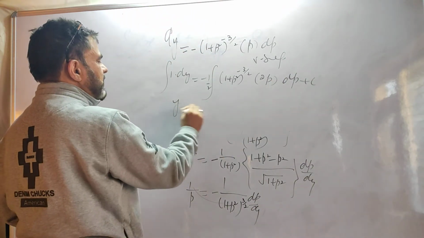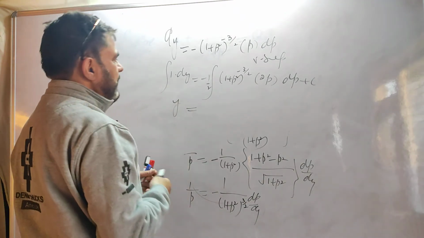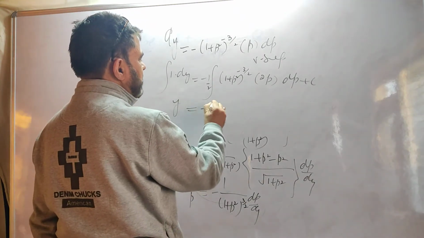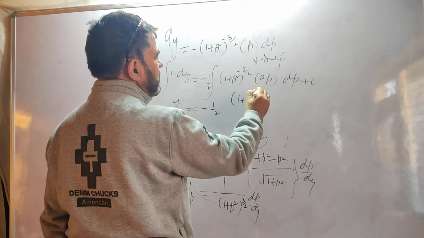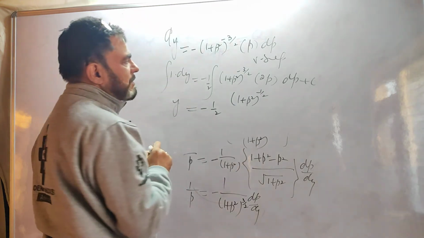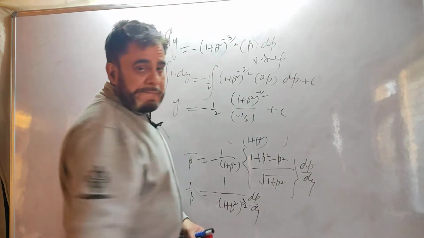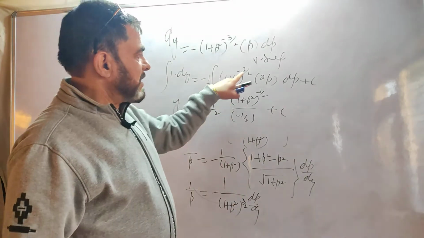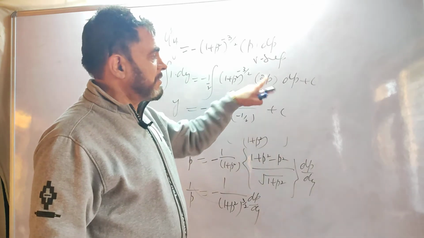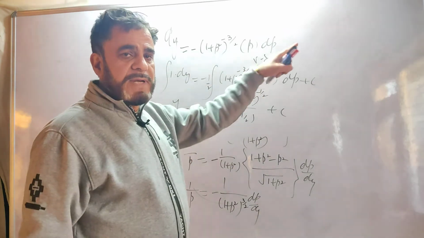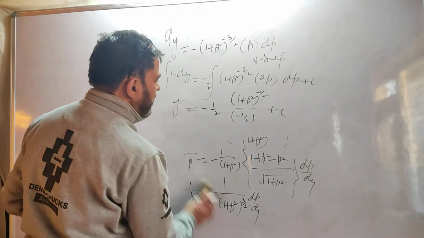You can write y is equal to, this is minus 1 by 2, this will be (1 plus p square) raised to minus 3 by 2 plus 1, upon minus 3 by 2 plus 1. Why is it so? Because it is f(x) raised to the power n times f dash x. f(x), this is your n, f dash x. So you write f(x) raised to the power n plus 1 by n plus 1. This is the fundamental result that I am using here, you know it.